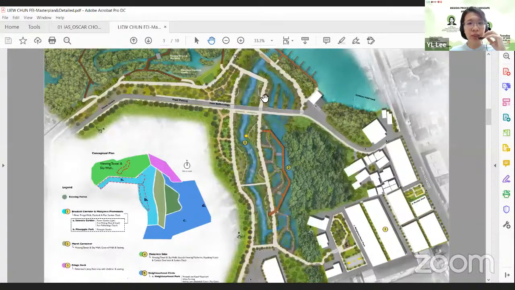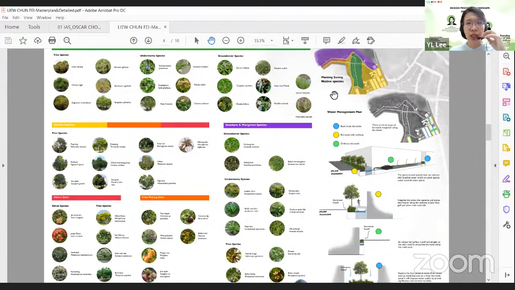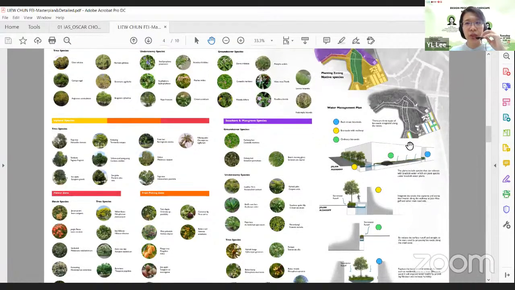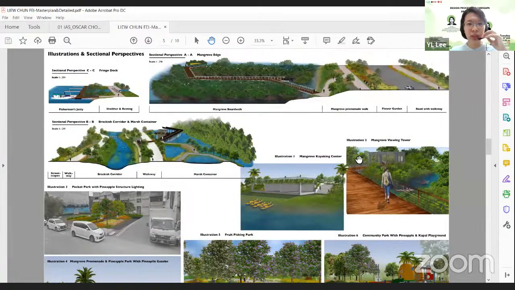And they come out with the planting scheme. This is a must for our landscape architecture students. The planting is not just planting, but we have solutions and come up with some illustrations. I believe that you have done the same thing as well.